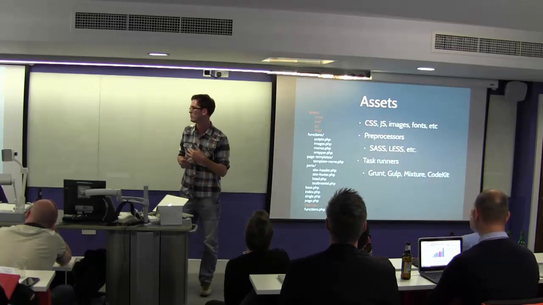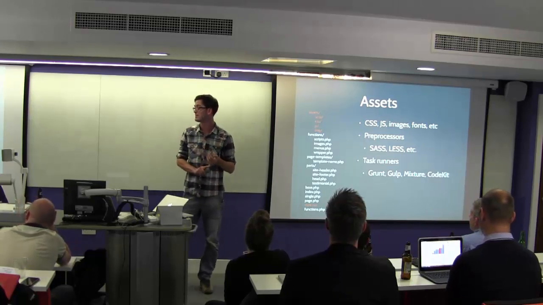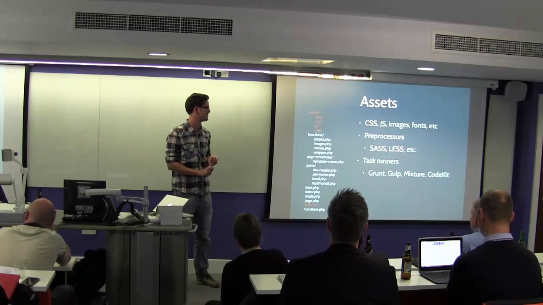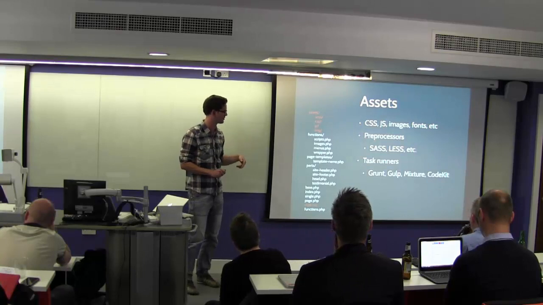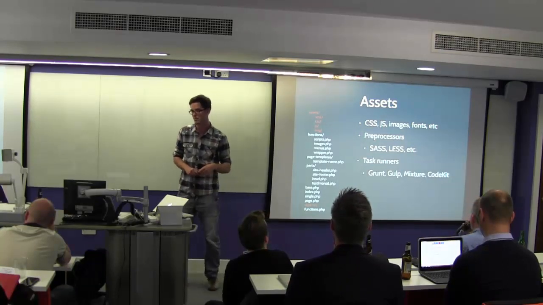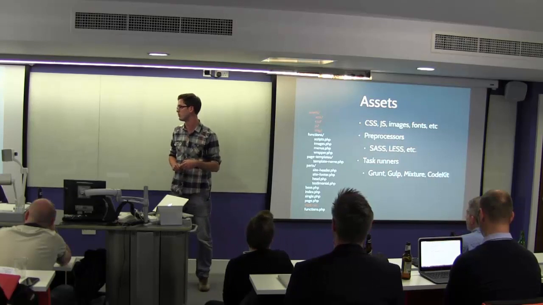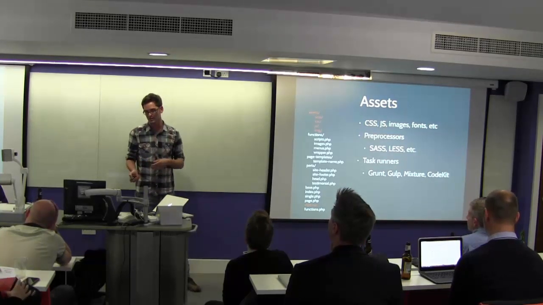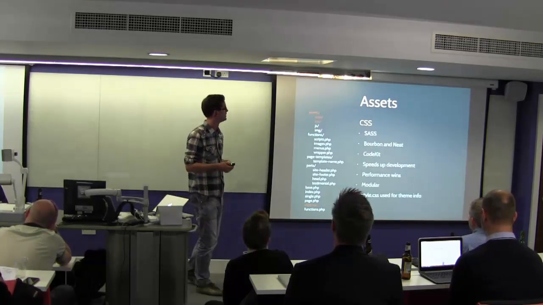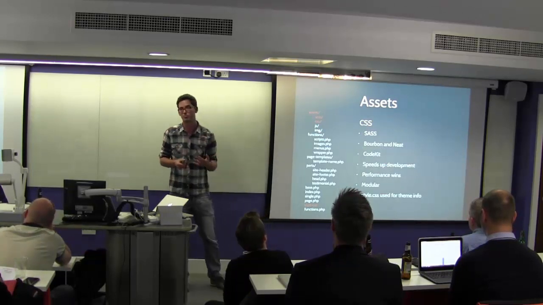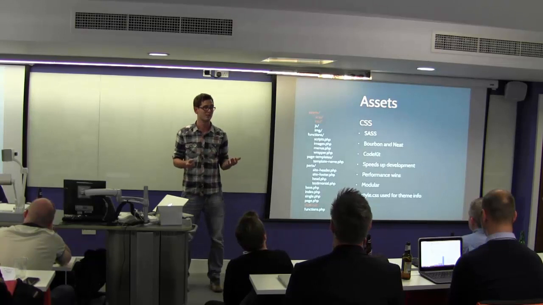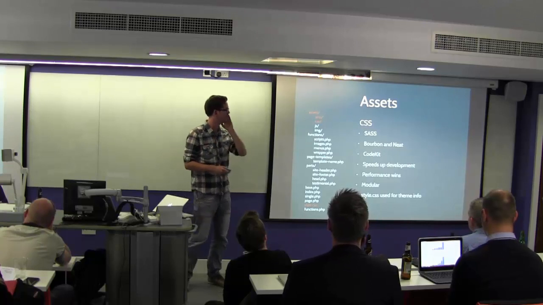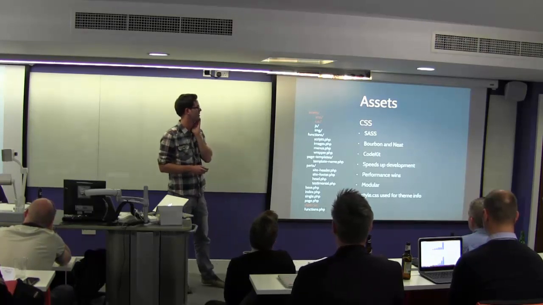I use preprocessors. I'm sure most people are using something like Sass or Less these days. And I've played with a few different task runners, so things like Grunt, Gulp, Mixture, CodeKit. I've had a bit of experience with Gulp, Mixture, and CodeKit. I'm currently using CodeKit. I find that to be a good solution for me. So let's take a look at the CSS. So I'm using Sass. I've played about with Less a little bit too, and it was great. They're very, very similar, but I kind of feel that Sass is kind of winning the race overall in the web industry. So I've kind of settled on that one for now.